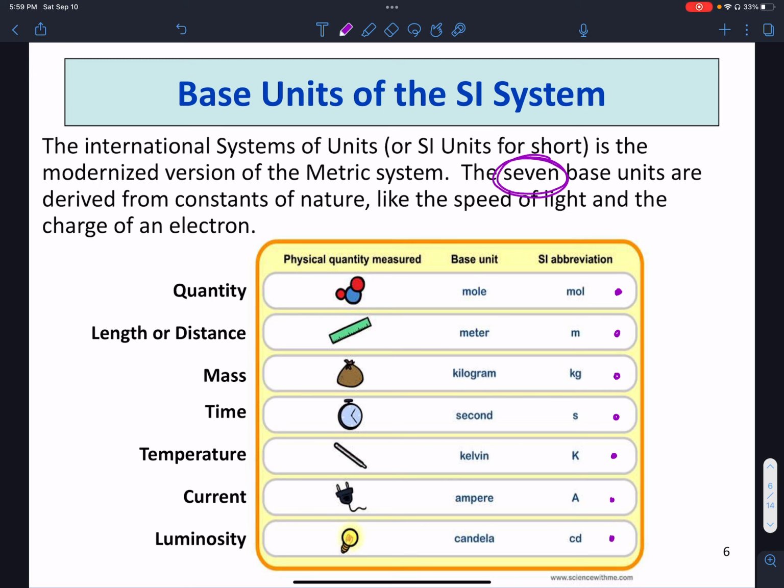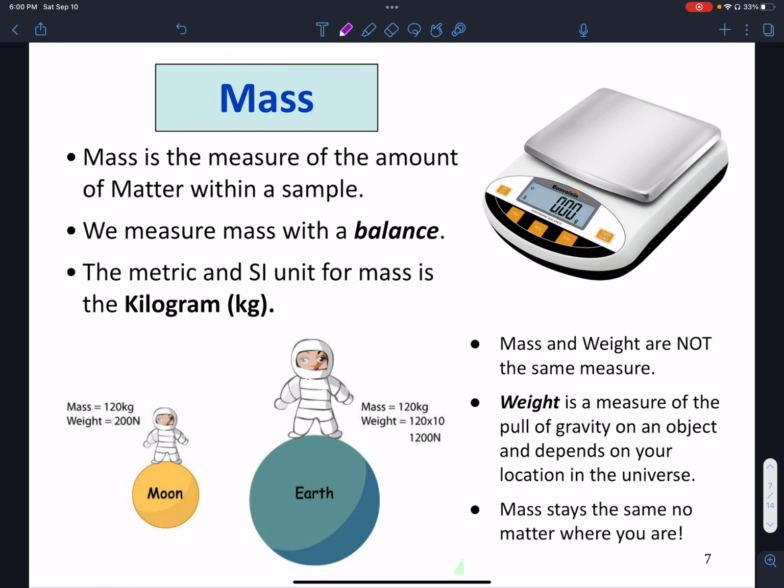All right, I'm going to move on, and we're going to talk about each one of these a little bit more. We're going to start with mass. If you're looking at your worksheet, if you flip it over to the other side, there's a graphic there that you can fill in with this information about what each unit represents and what tools we use and what the unit itself is. So mass is a measure of the amount of matter within a sample. We use a balance to measure, and I've got an example of that right here. This is different from a scale, and it's different from a scale because mass and weight are 2 different things.